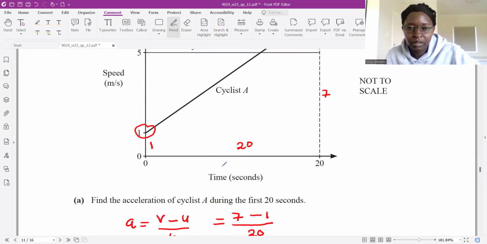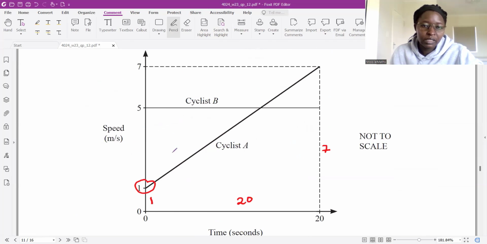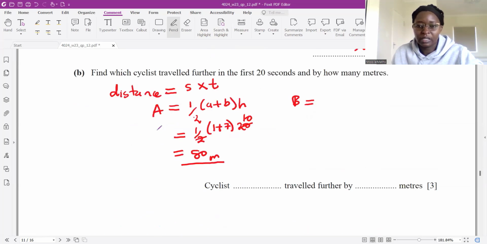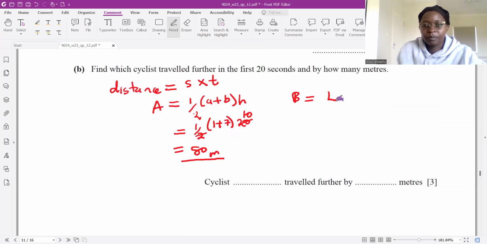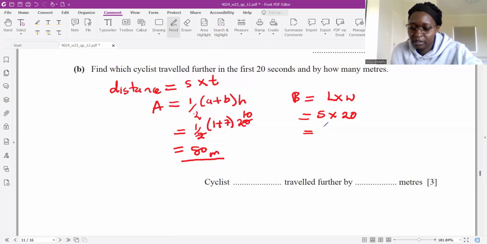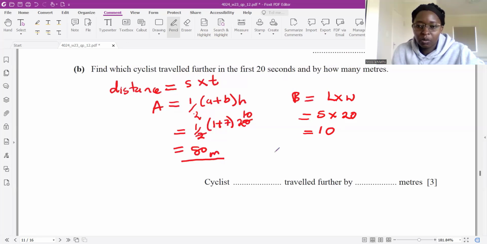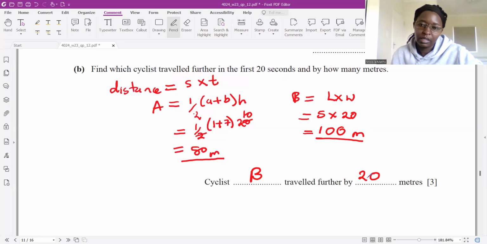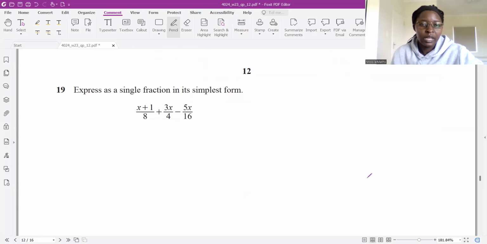Let's go for cyclist B. Their distance is 5 here, down there to here, it's 5 and then 20. So we can just say length times width. So this is going to be equal to 5 times 20. Okay, so this is going to give us 100. So it means cyclist B has traveled further, by how much? 100 minus 80, that's 20 meters. Okay, we are done. Let's move on.